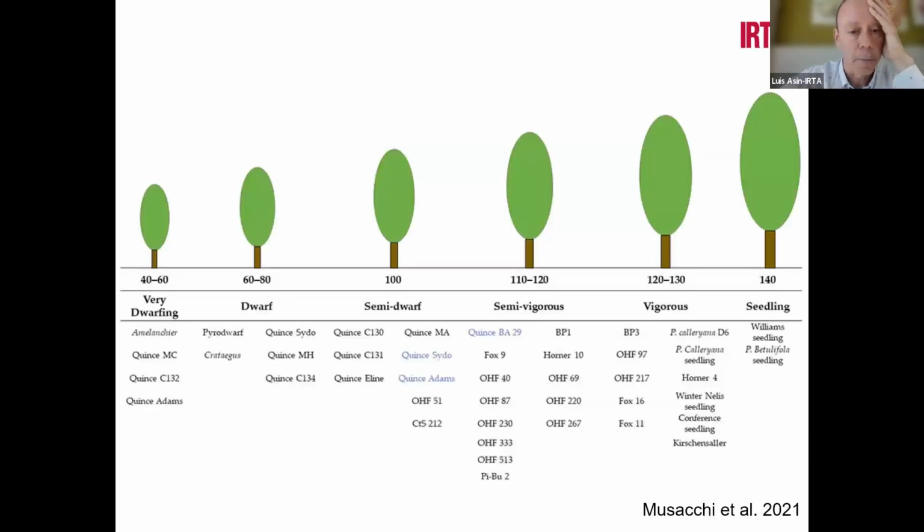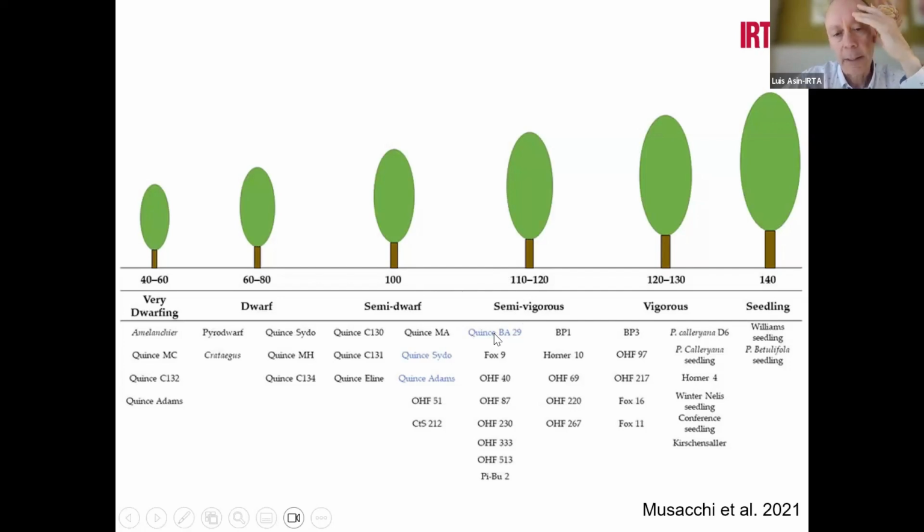Related with the growth, you can have a figure showing very dwarfing, dwarf, semi-dwarf, semi-vigorous, vigorous, or seedling. And you can have the value at 100%, which is the normal one. In the case of Europe, or part of Europe, because it's not easy to give one option for all of Europe, in some cases BA29 is the main option, with a vigor close to 100.